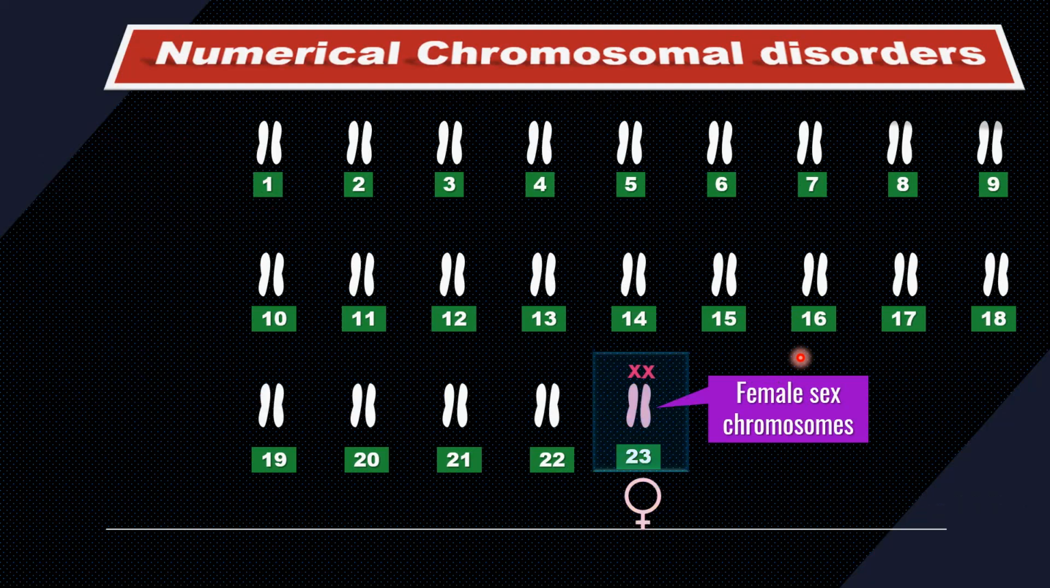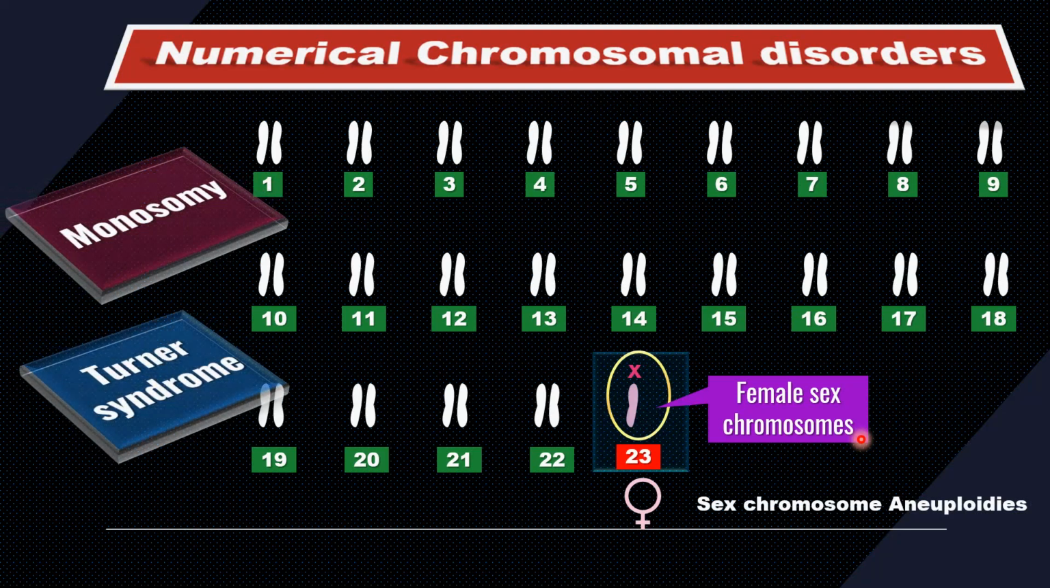This is a representation of female normal karyotyping where we can see XX in the 23rd pair. Now, if one X is missing, the whole chromosome, one copy of X is missing, then it would become monosomy, and the name of the disorder is called Turner syndrome. This is also a sex chromosome aneuploidy. So these are a few numerical chromosomal disorders. Again, there are many numerical chromosomal disorders which I have not mentioned here.